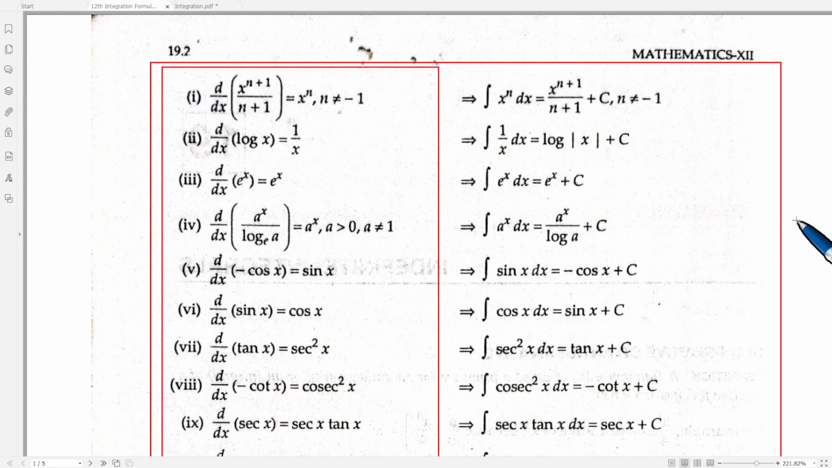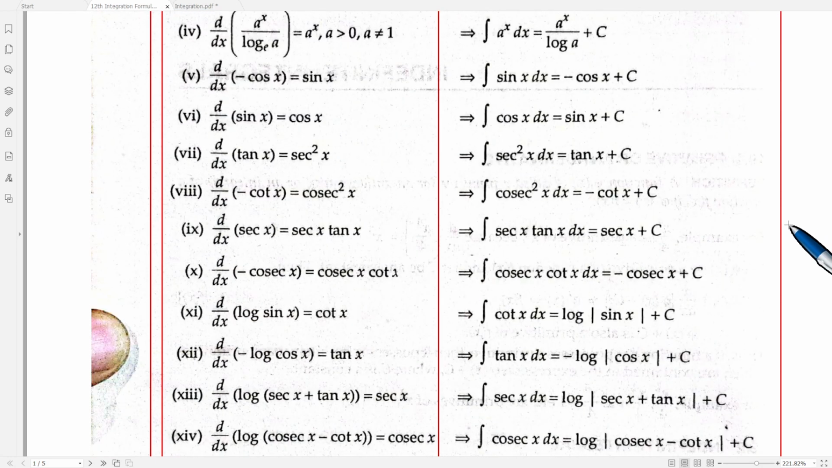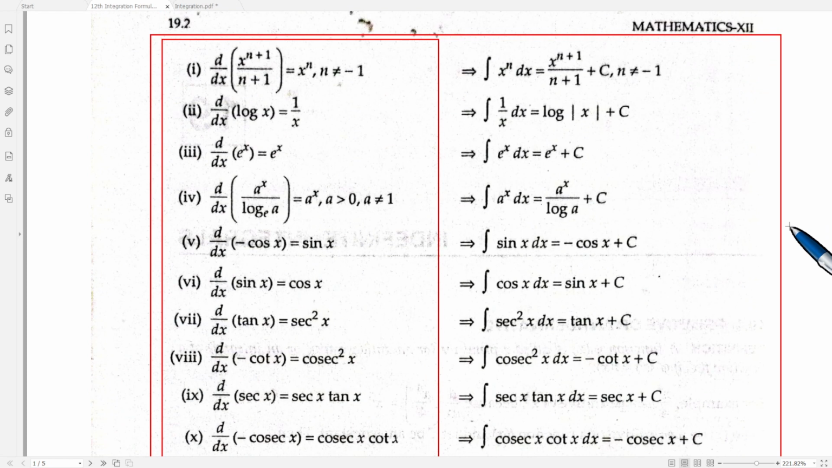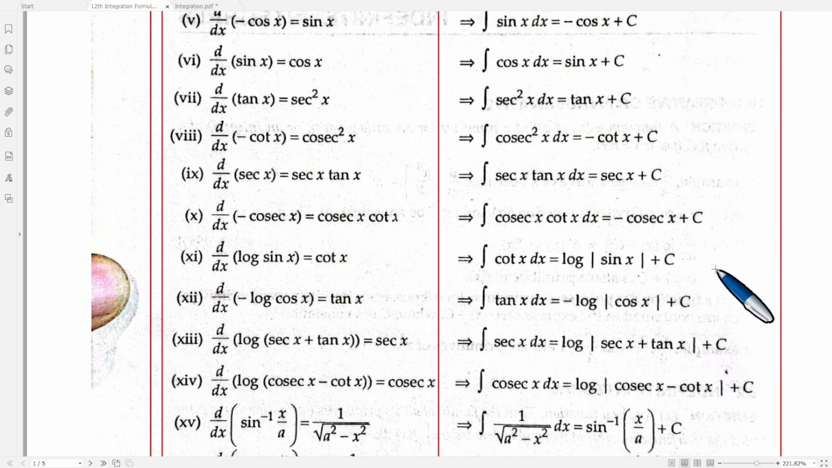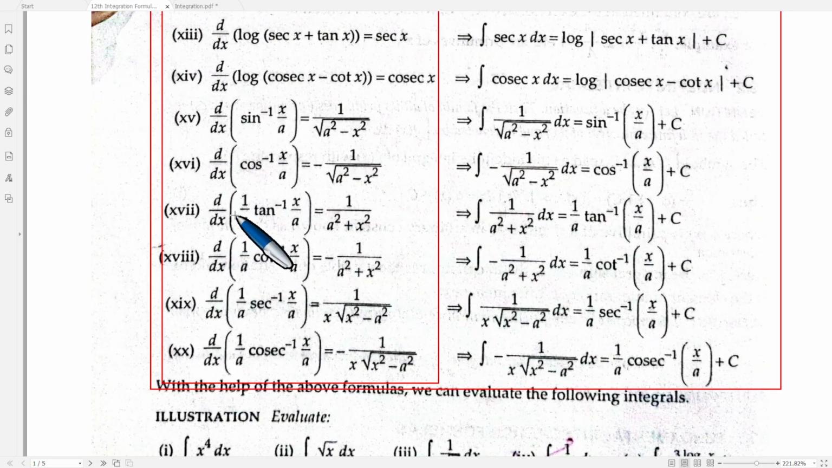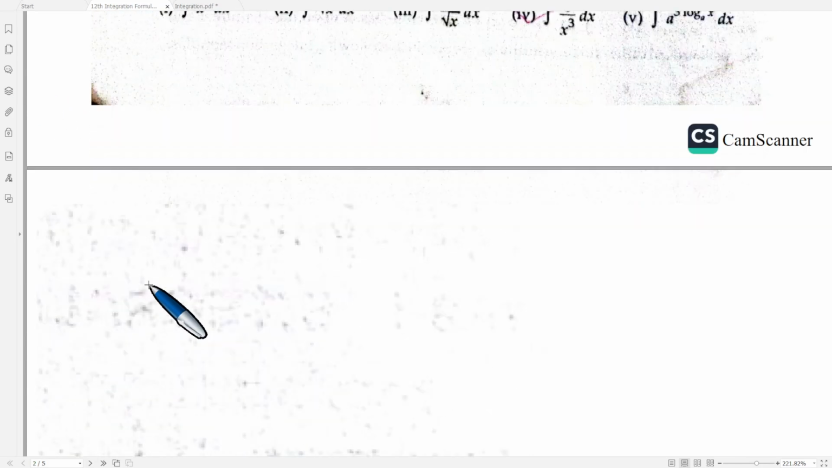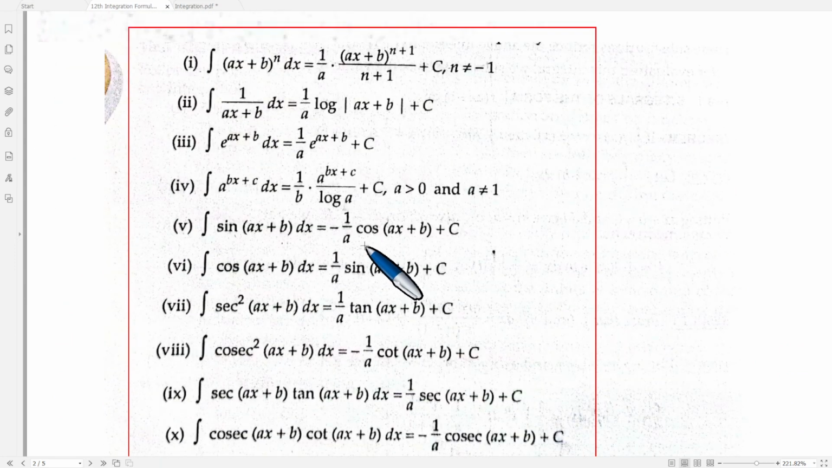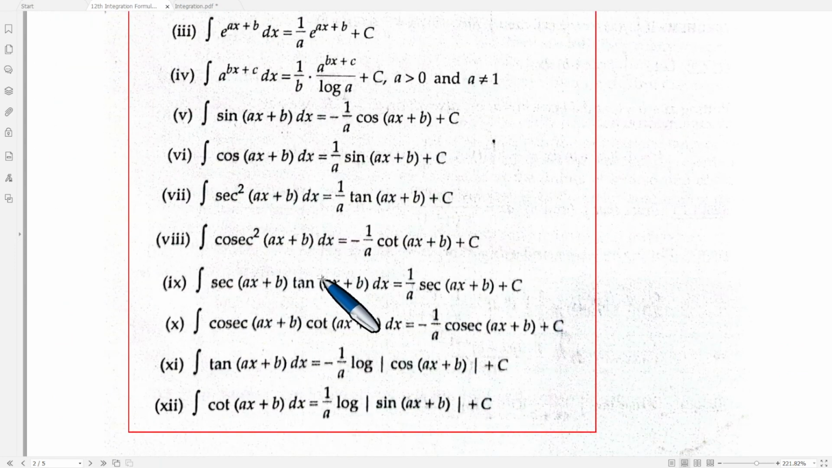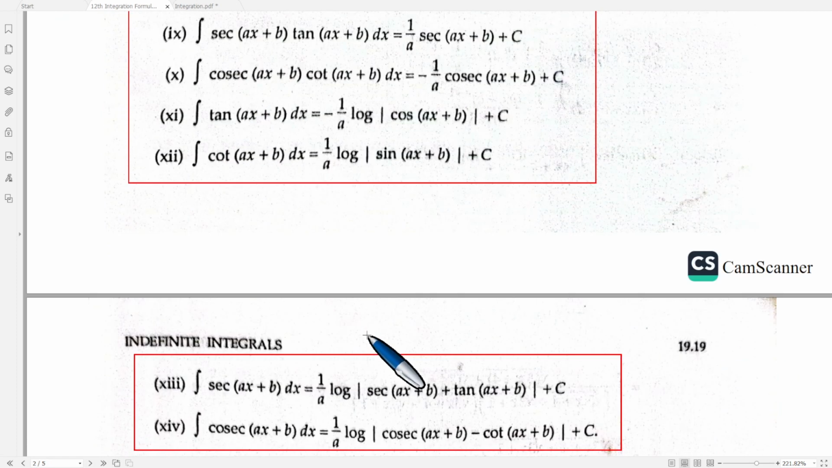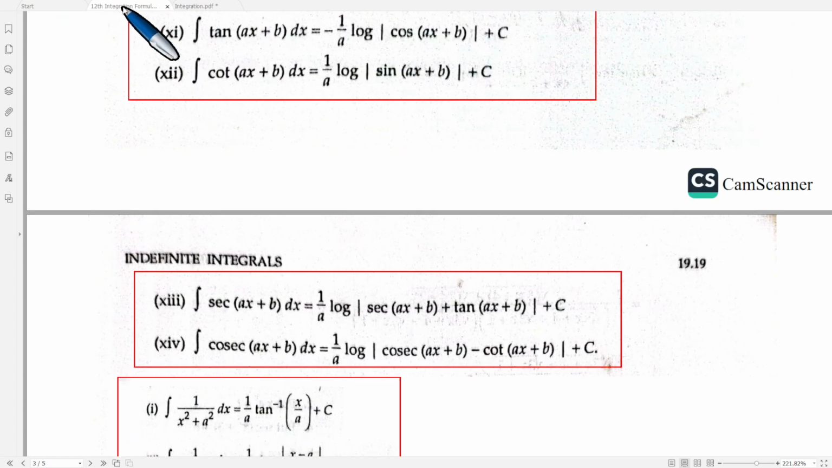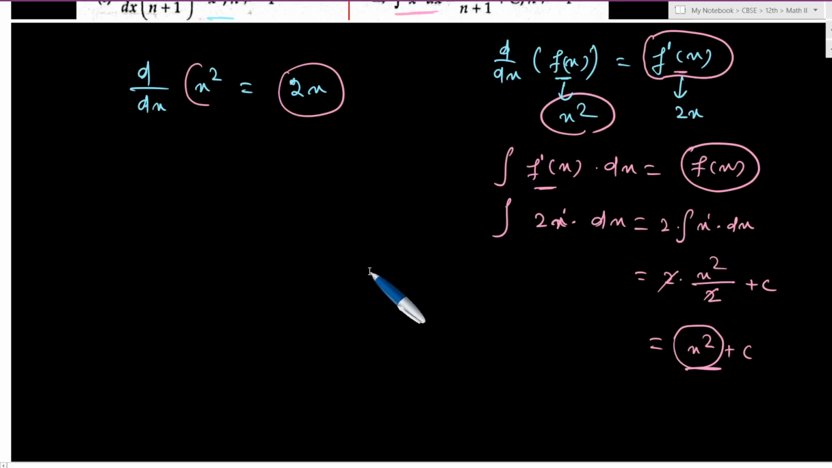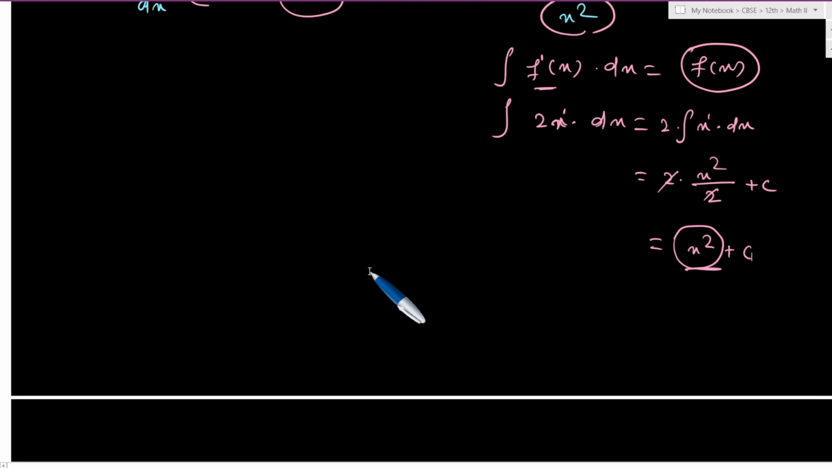These are the formulas you have to write down in your copy, and you have to remember all of this. Better to actually make a print of these formulas and paste it on your wall while you study. There are a lot of formulas actually. Here is another set of formulas. So let's solve some problems. There is one more thing I'm telling you.